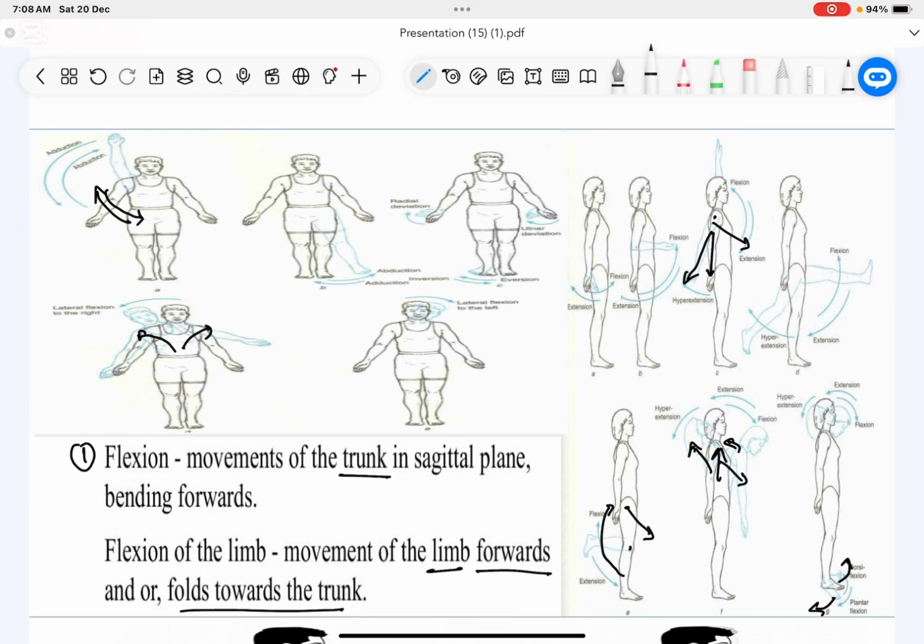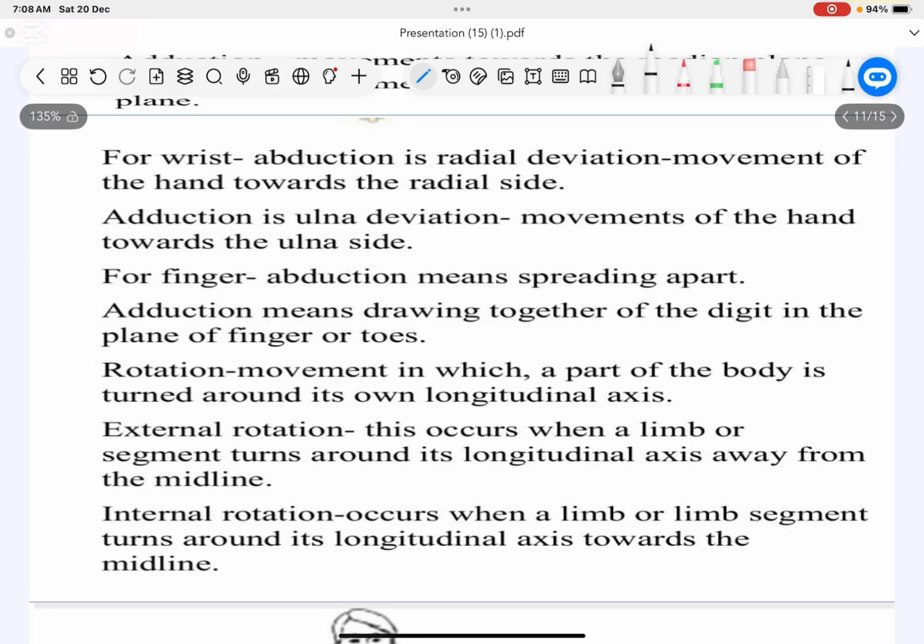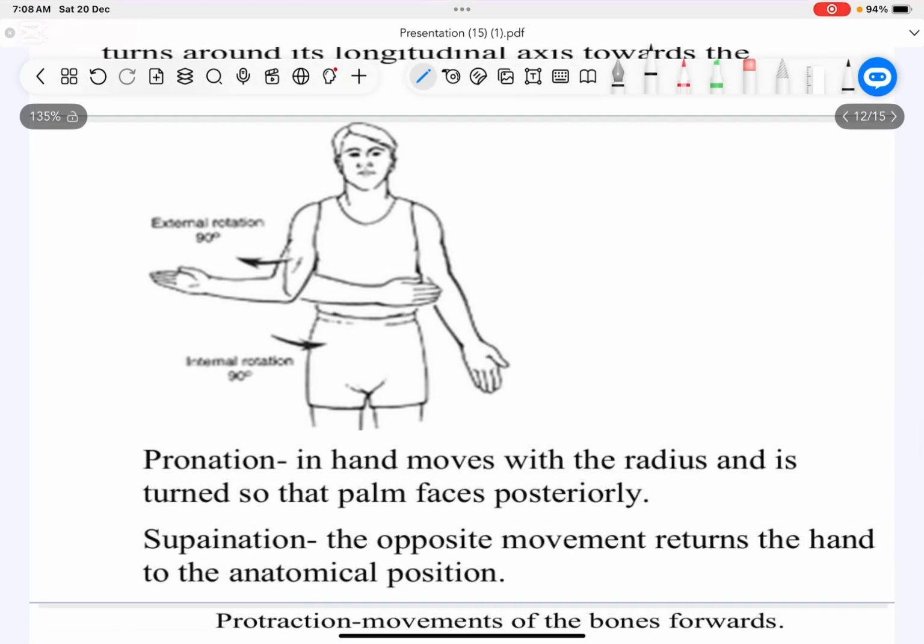Then rotational movement. We know rotational movement happens along its own longitudinal axis. If externally, then external rotation. If internally towards the body core, it is called internal rotation. One more rotational movement is also there, that we call supination and pronation. So pronation, when the hand moves along with the radius, so the palm faces dorsally, or we can say posteriorly, that is pronation, and supination will be the opposite act, in the anatomical position, returning the palm of the hand, that is supination.